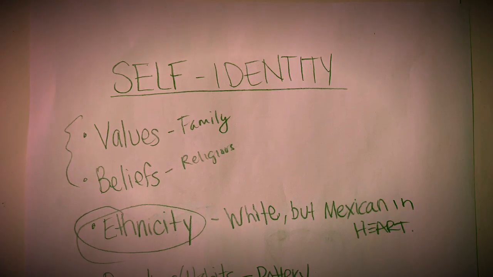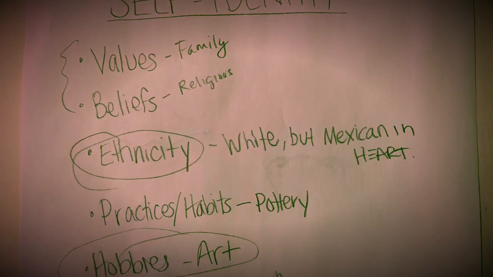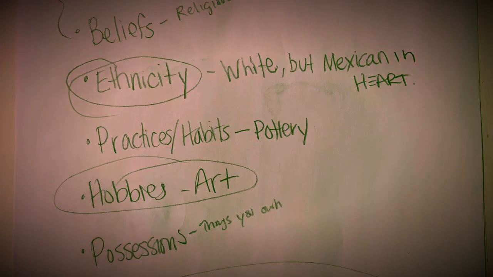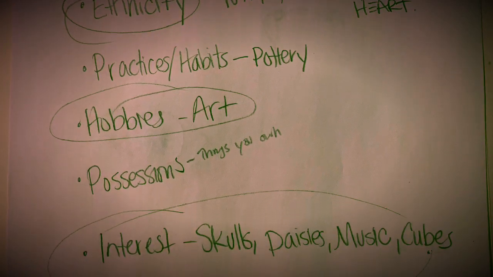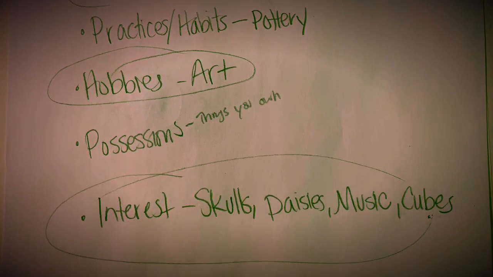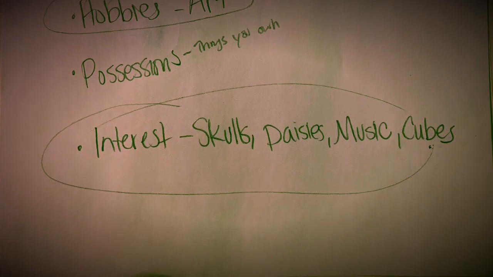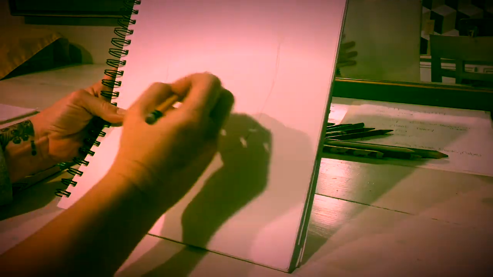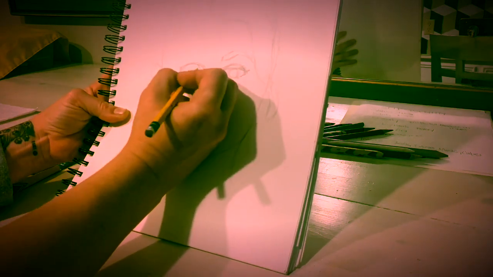So before you can actually start, you have to figure out your self-identity. This could be anything from values, beliefs. I chose that I'm white, but I am Mexican in heart, so I'm going to choose to display that. My hobbies, art, you can use possessions, things that you own, interests, skills. Mine are daisies and such. So here I am starting the actual project. So enjoy, and I'll be back at the end if you have questions.